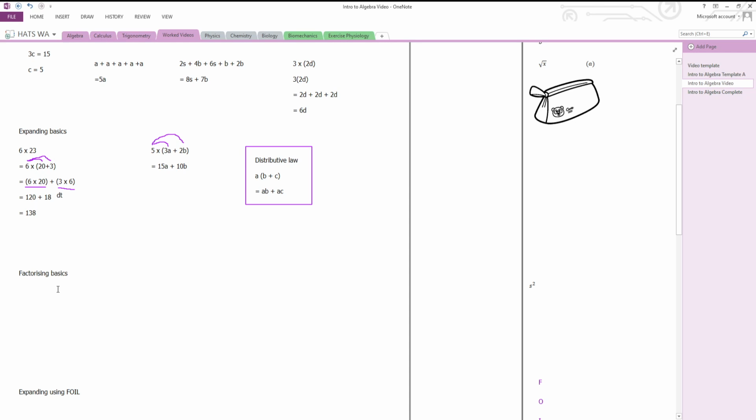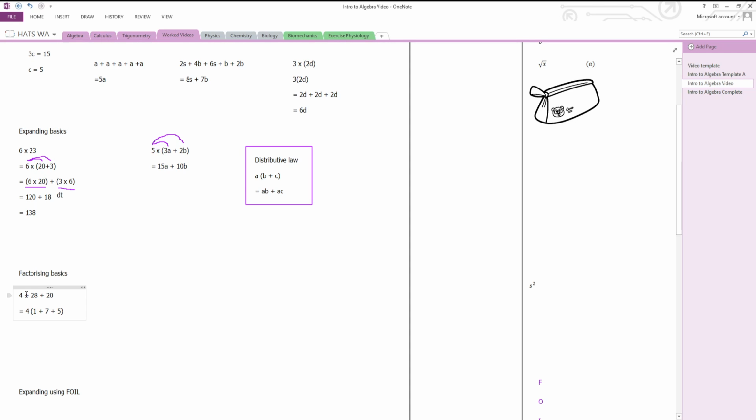Next, factorising. So let's say we have something like 4 plus 28 plus 20. We can then factorise that. We can say, well, what number goes into all of those? Well, we could take 2 out of there. 2 goes into 4, 2 goes into 28, 2 goes into 20. But we could actually take a whole 4 out of there. So 4 times what gives us 4 would be 4 times 1. 4 times what gives us 28? 4 times 7. 4 times what gives us 20? 20 divided by 4 gives us 5.